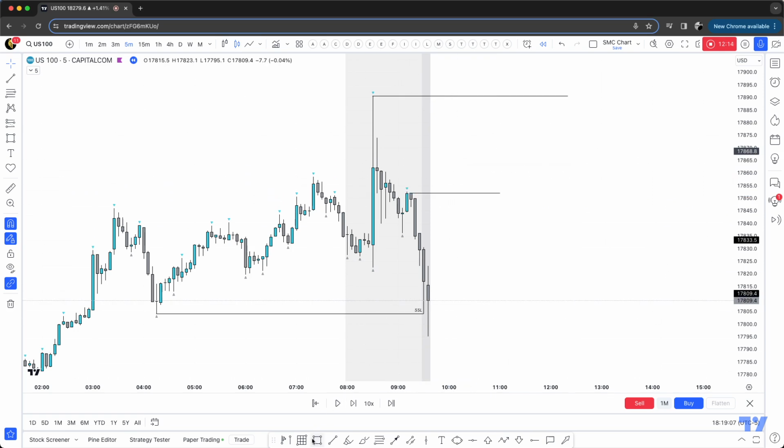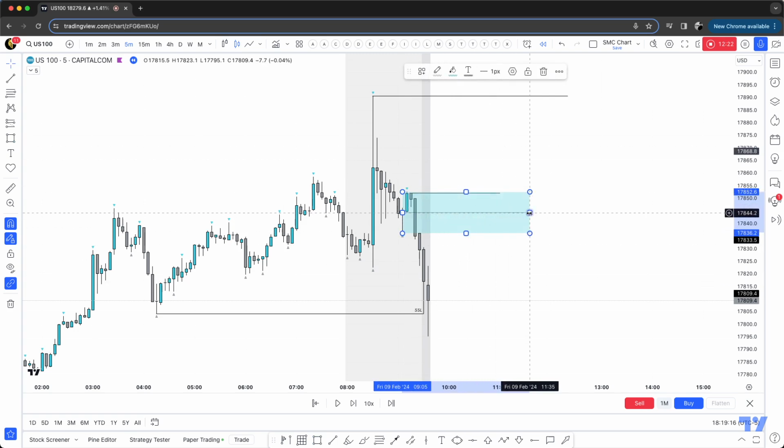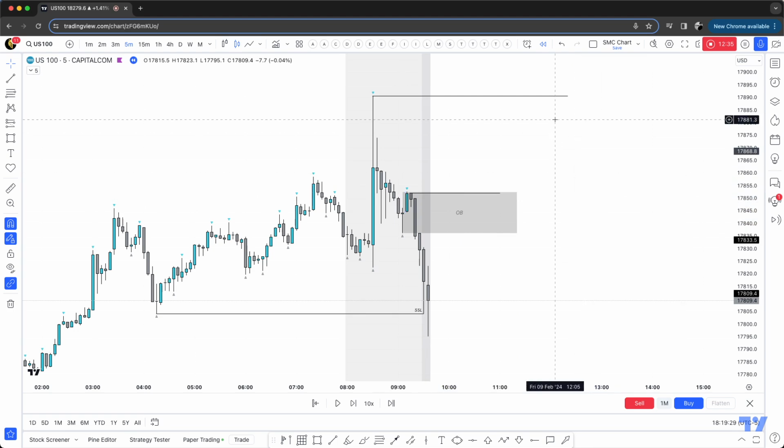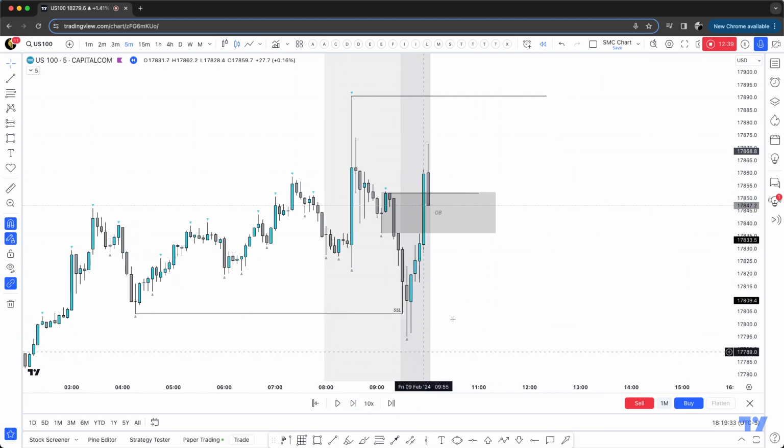Now, because we do have also in this area, this is our breaker, right? Well, it's not a breaker yet, because it has not been broken, but we do have a potential order block right here, and in this area. So I want to see what's going to happen. I want to see if this order block is going to get respected or disrespected. So let's see what's going to happen right there.